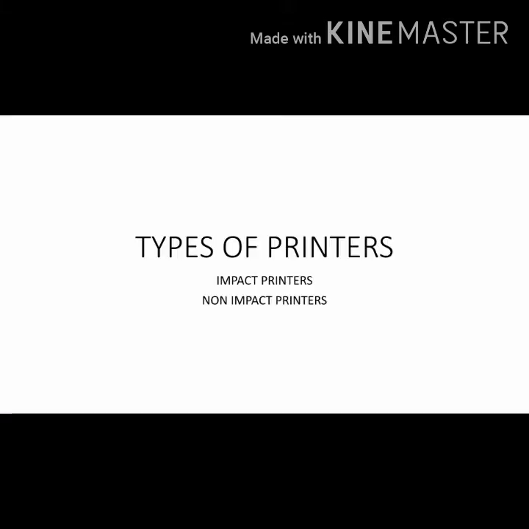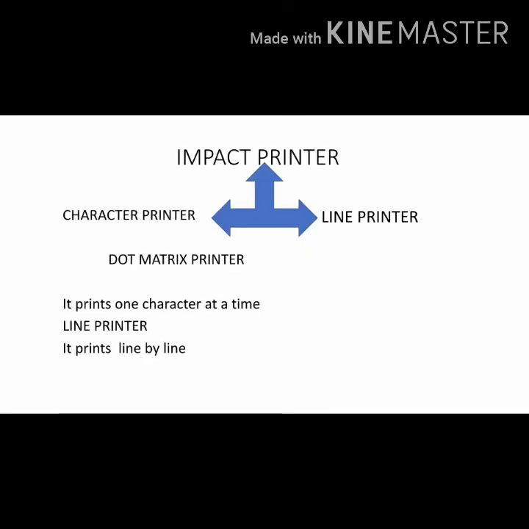Second one, types of printers. Mainly, printers can be divided into two: impact printers and non-impact printers. Let us come to impact printers. Impact printers are again classified as character printers and line printers. One example of a character printer is the dot matrix printer.